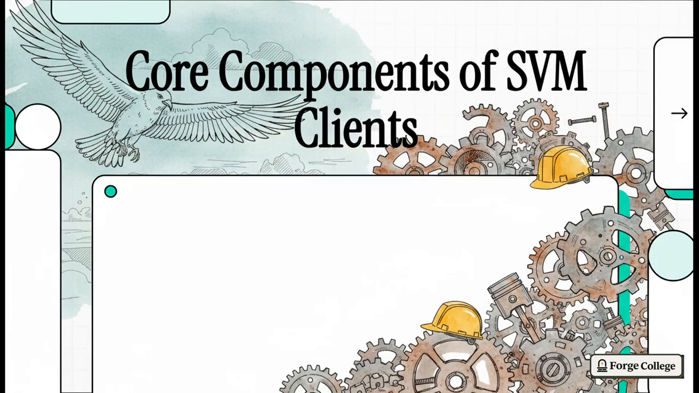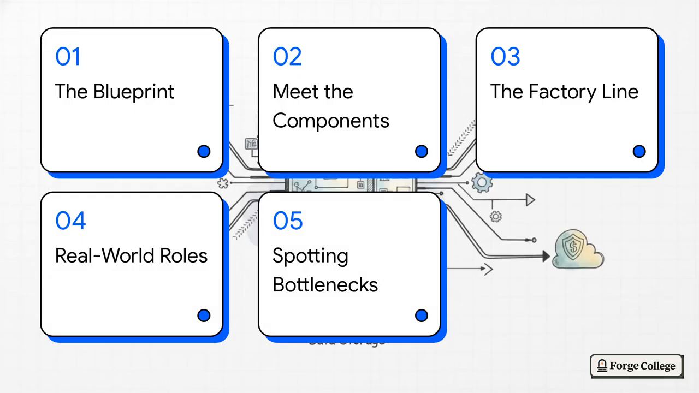So in our last session, we took this big bird's eye view of the overall SVM client architecture, right? Well, today we're grabbing our hard hats, maybe a strong cup of coffee, and zooming straight into the internal gears of the machine. Here's our blueprint for today's tour. We'll start with the blueprint itself, meet the components, check out the factory line, look at some real-world roles, and finally figure out how to spot bottlenecks.